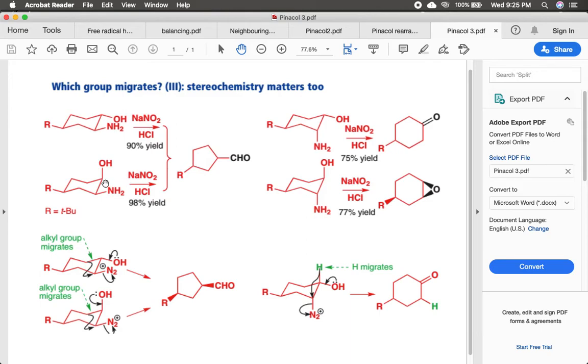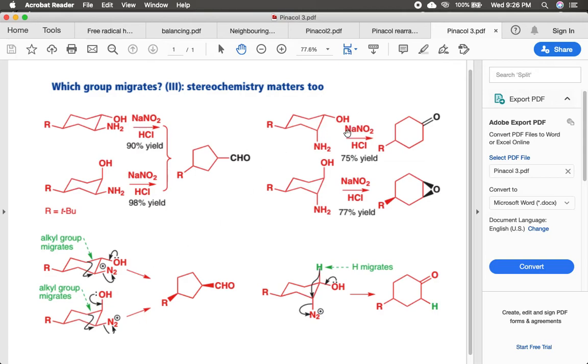Even for this substrate, the same thing happens. Again, the hydrogen is not anti-periplanar to the leaving group, so this group should migrate and you get this as the final product. The hydrogen cannot migrate, so this group is migrating. Here too, again, this group is migrating.